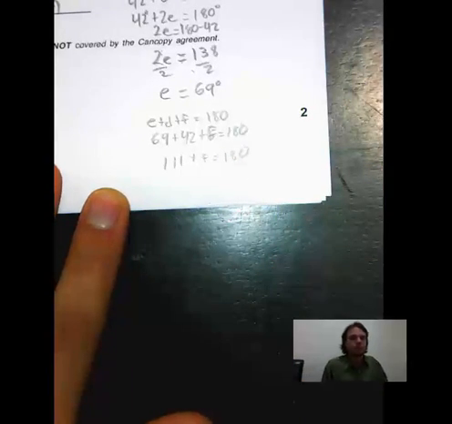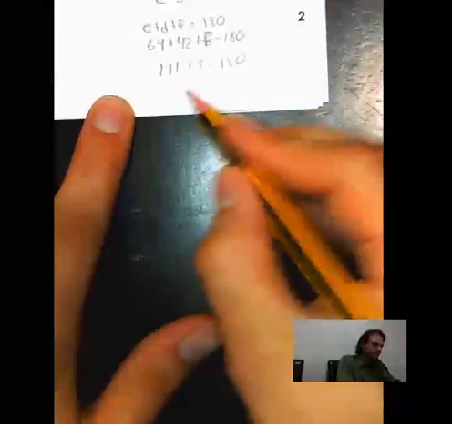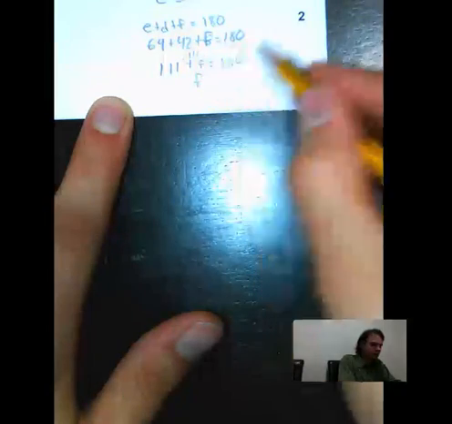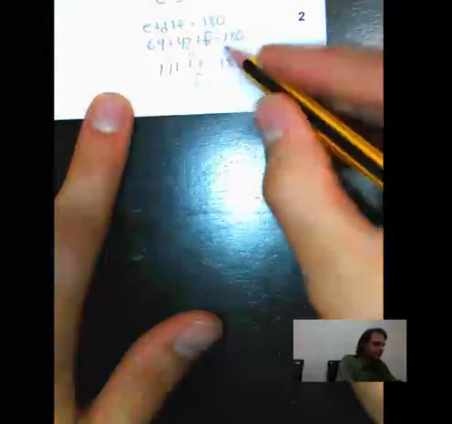So I'm going to continue that, and I will end up getting F, subtract 111 from both sides, is equal to 69 as well.